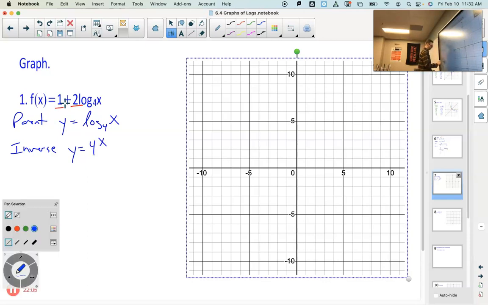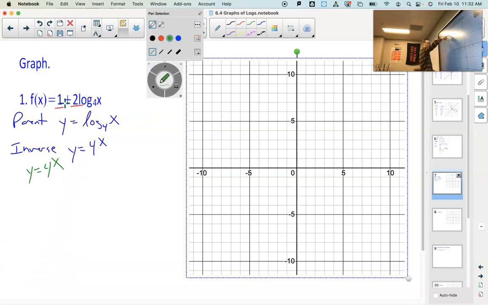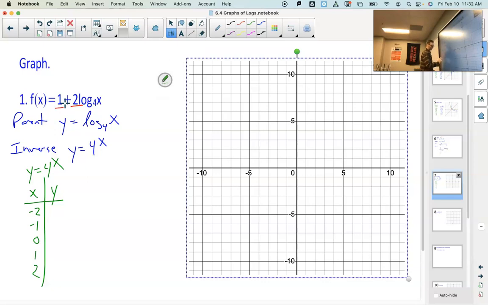So let's do this. We'll come up with the points on 4 to the x first. I'll do that in green. So we got -2, -1, 0, 1, 2. Nope. Goofing up. My base is 4. 4 to the -2 is 1/16. Then it's 1/4, 1, 4, 16. Those are the points on 4 to the x.